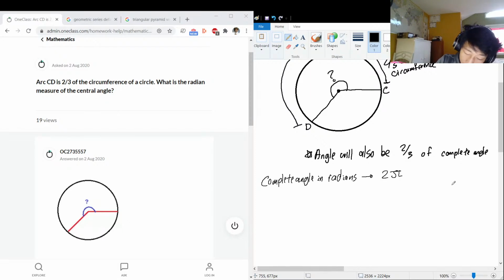So angle, let's give that a name, CD. Let's call this A. So angle A is equal to 2/3 of 2 pi. That's equal to 4 pi divided by 3. And that is angle A.